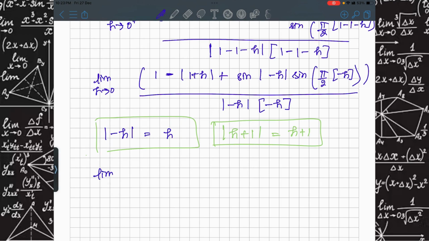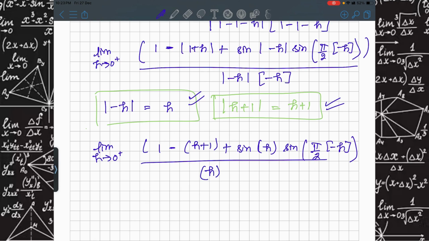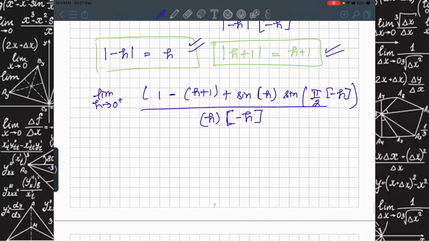So limit h tends to 0 plus, everything is 0 plus, guys. 1 minus h plus 1, right, using this one, modulus, apply it, you will get h plus 1 plus sine of, this is normal h, right, using this identity, sine pi by 2 of minus h divided by normal h greatest integer of minus h. Now let's simplify it further.